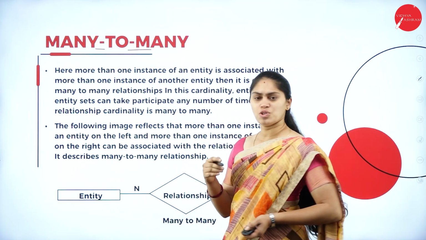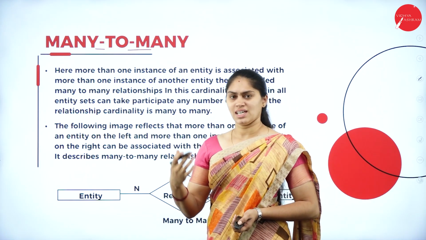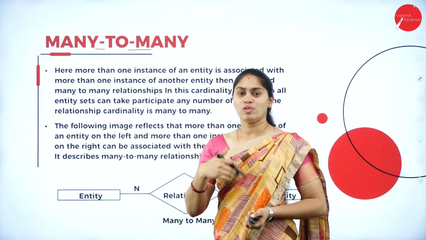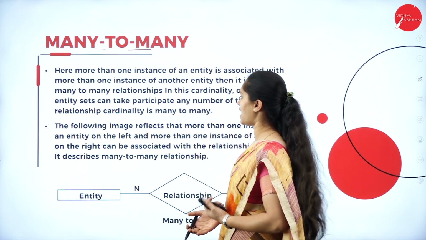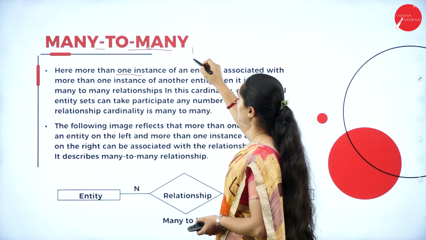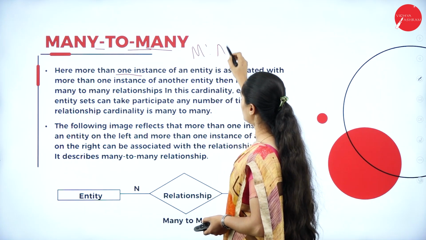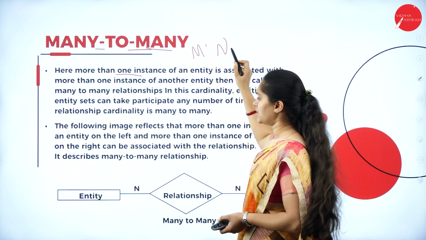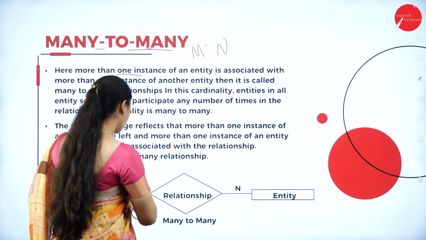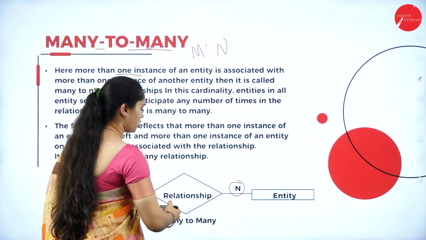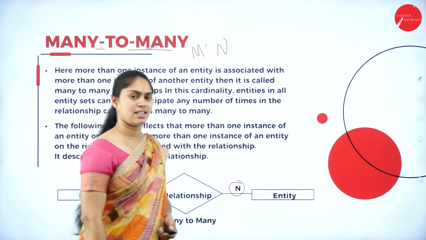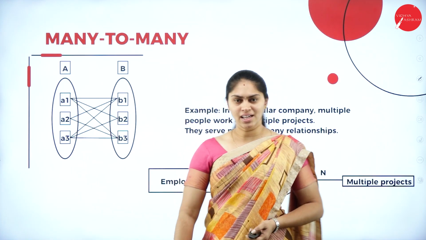Many to many. Whenever more than one instance of one entity is participating in a relationship with more than one instance of another entity, then we call that a many to many relationship, and we are going to represent it with the help of M is to N. Many to many. Then how is it defined here? N is to N. So this is also an entity and it is going to have a relationship with multiple instances of another entity. Then we can say this is a many to many relationship.